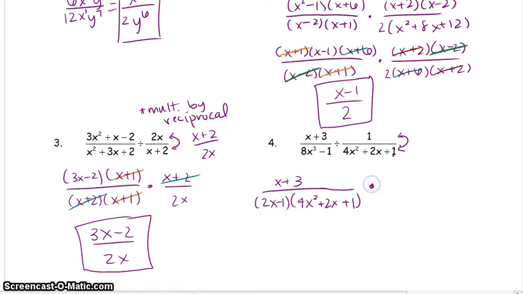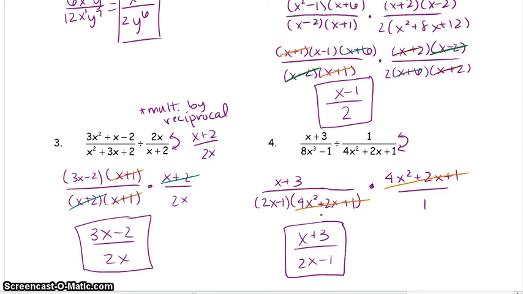You're multiplying that by 4x squared plus 2x plus 1 all over 1. Okay, because we flipped our fraction. And luckily, these cancel. We have the same exact thing on the top and the bottom. So that means we're just left with, if we multiply across, this is just 2x minus 1 times 1, so it's the same thing. So all we have is x plus 3 over 2x minus 1 as our answer.